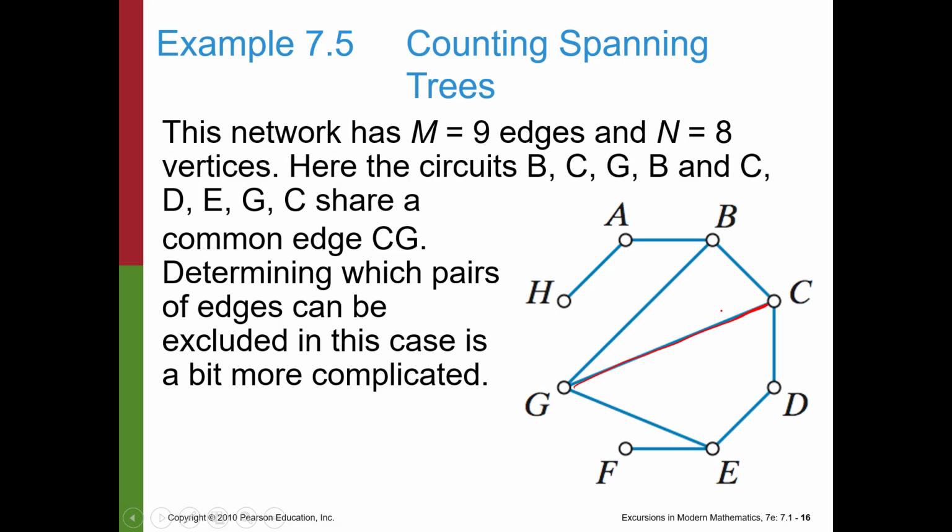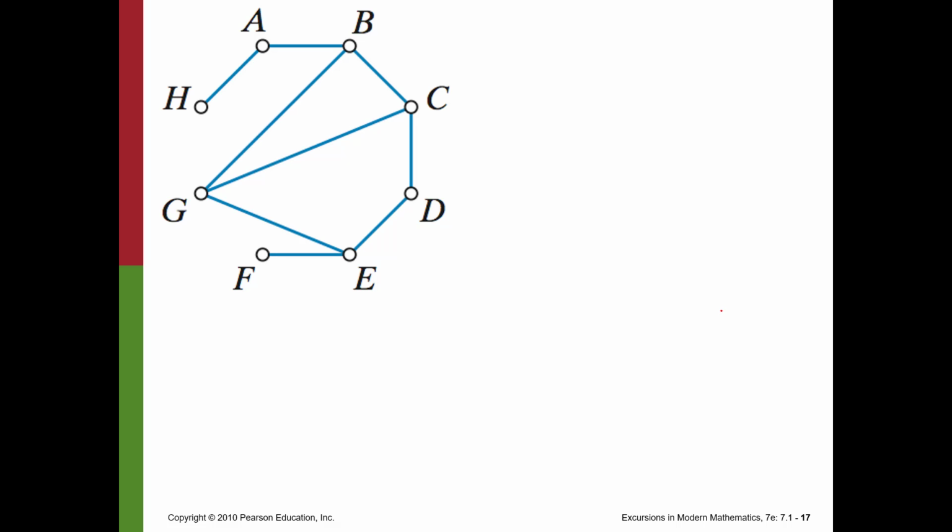And so that changes things a little bit. Because we can't just say there are three ways to break up this one and four ways to break up this one, because some of those ways are the same. And so we have to be careful with how we count. Determining which pairs of edges can be excluded in this case is a bit more complicated. So let me go over how to do that. We're just going to break it up into two separate cases, where we need to get rid of two edges.